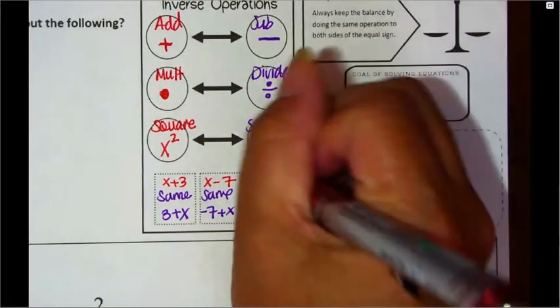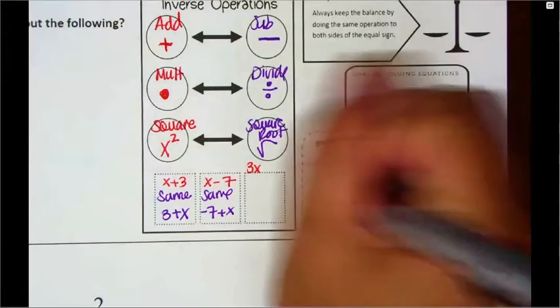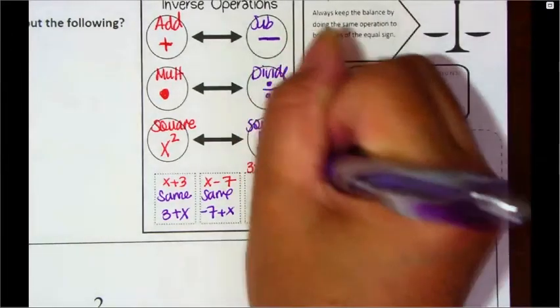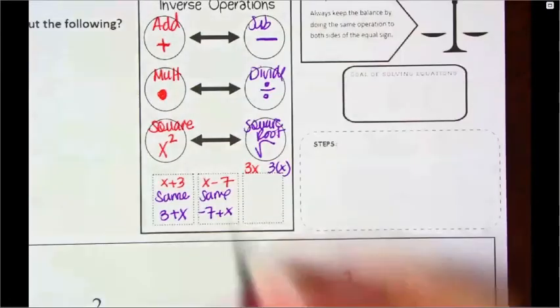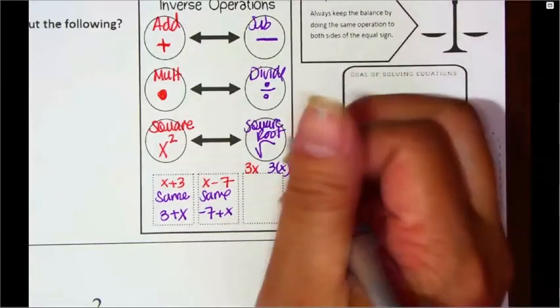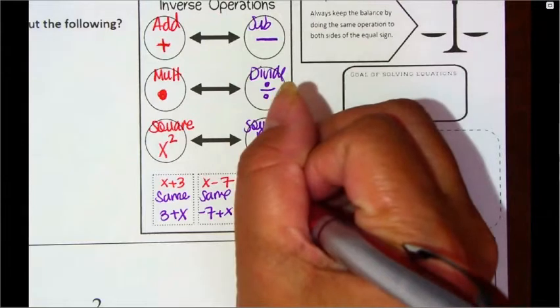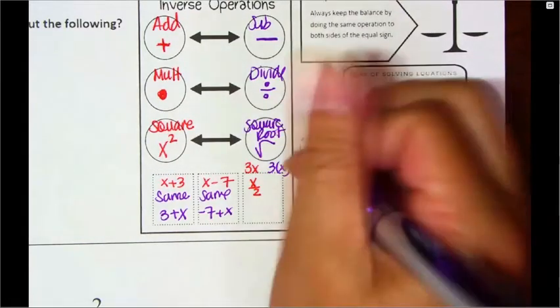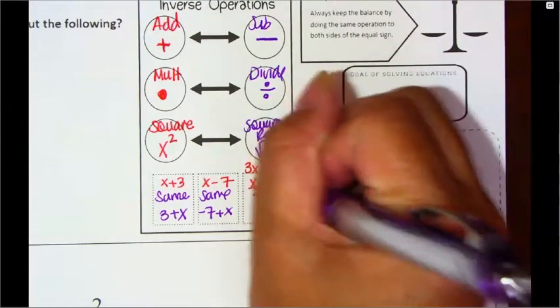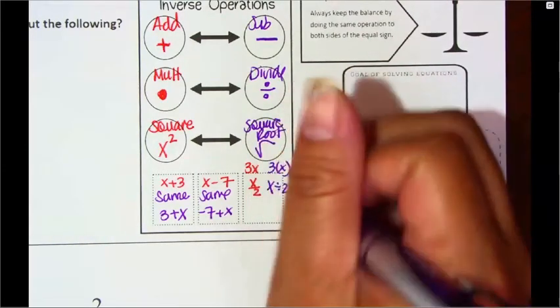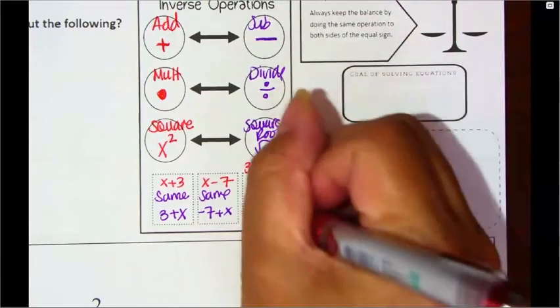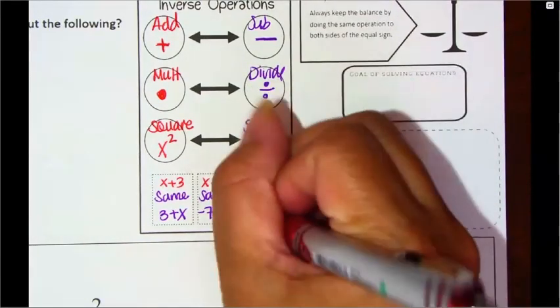For example, 3x is the same thing as me saying 3 times x. Or I have x over 2, which is the same thing as x divided by 2, and it also is the same thing as me saying 1/2 times x. So all of these are the same.